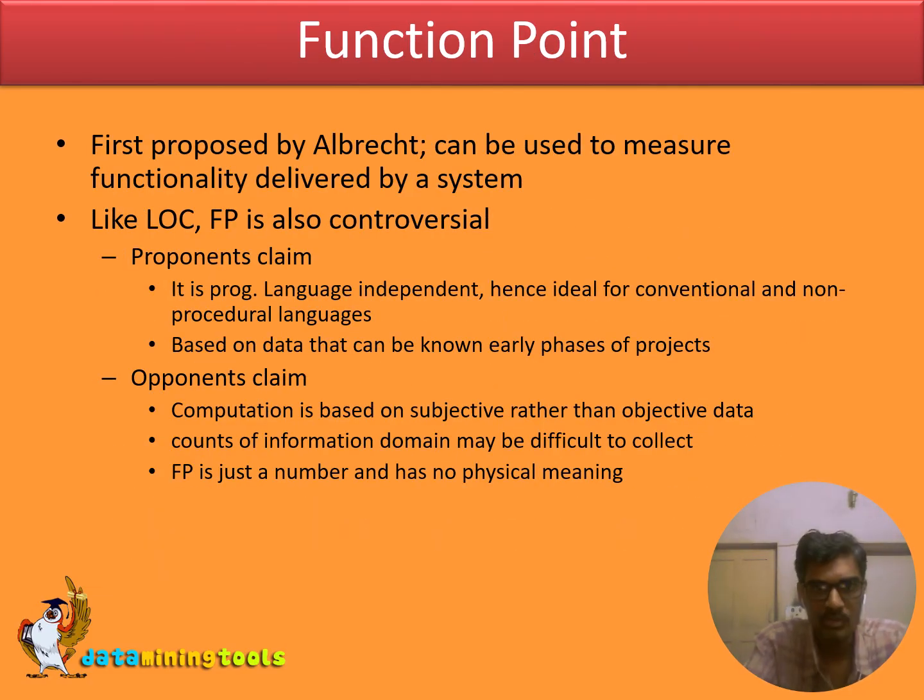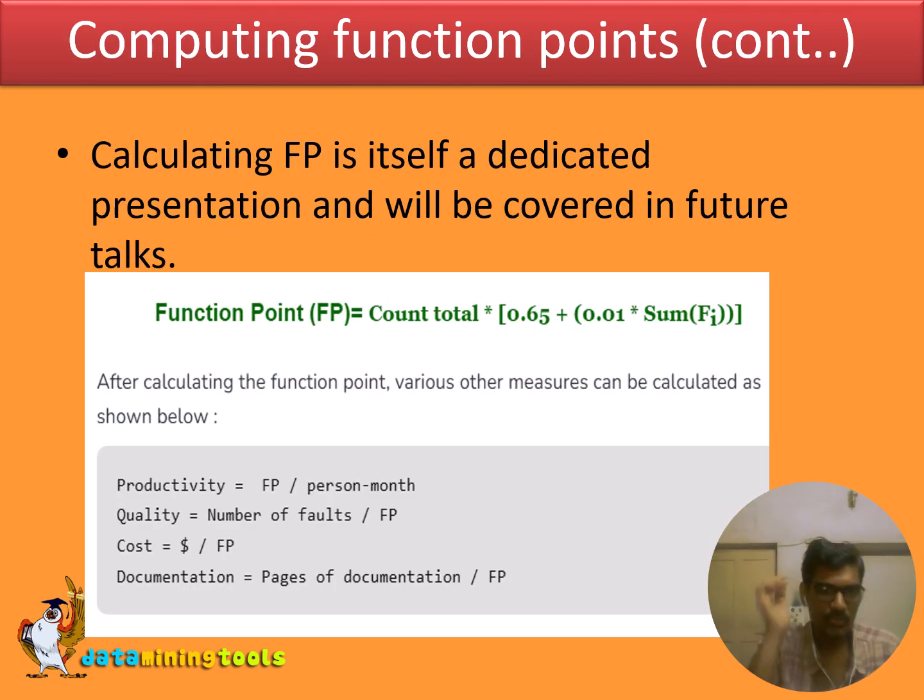Function point was first proposed by Albrecht and can be used to measure functionality delivered by the system. Like LOC, function point is controversial. People who support it say that it's programming language independent, hence ideal for conventional and non-conventional languages, and it is based on data that is known early in the phase of the project. But the people who disagree say that it is just a number and has no physical meaning.